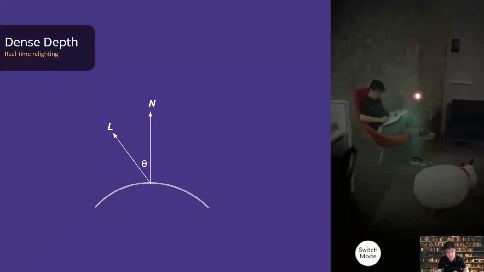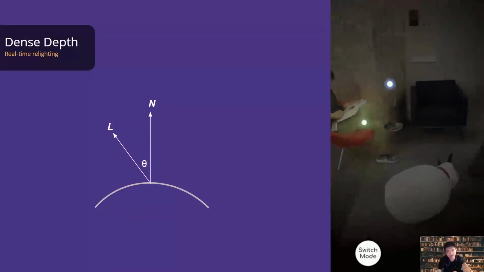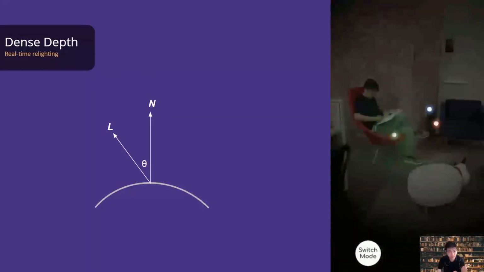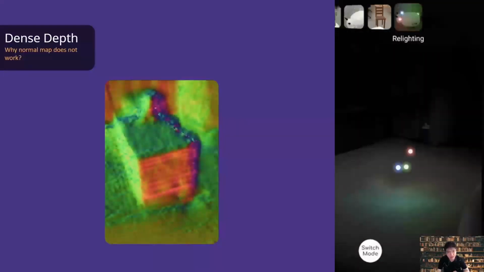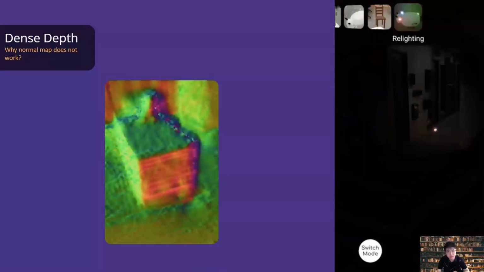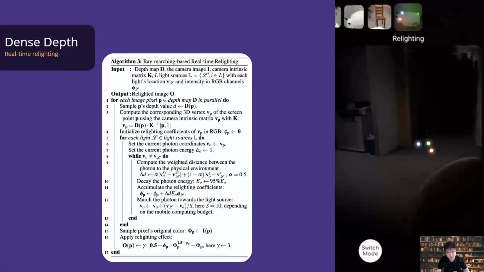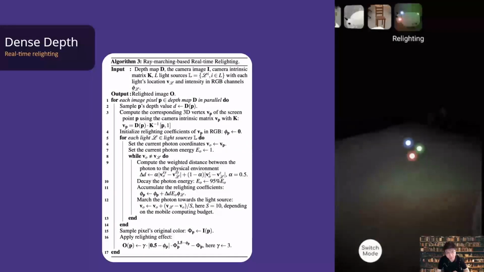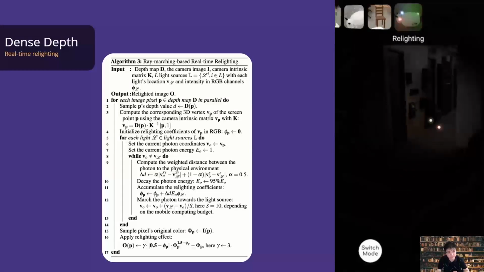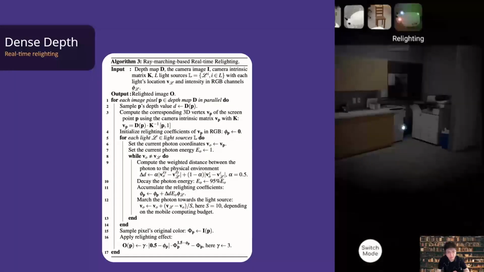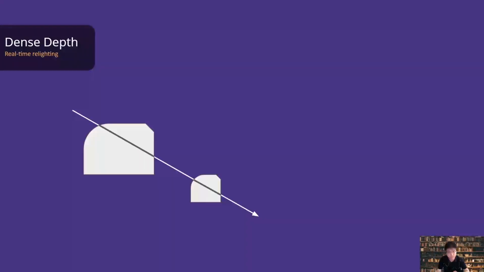As for real-time relighting, methods based on BRDF such as Phong or Lambertian models usually require a normal map, which can contain artifacts around object boundaries in low texture regions. In our approach, we compute the photon intensity at the points where the rays intersect with physical surfaces. Please refer to the paper for more detail.